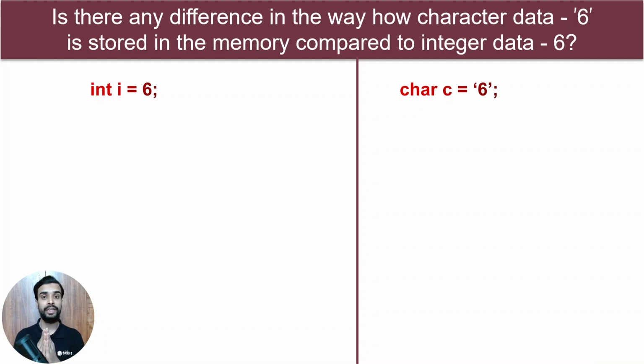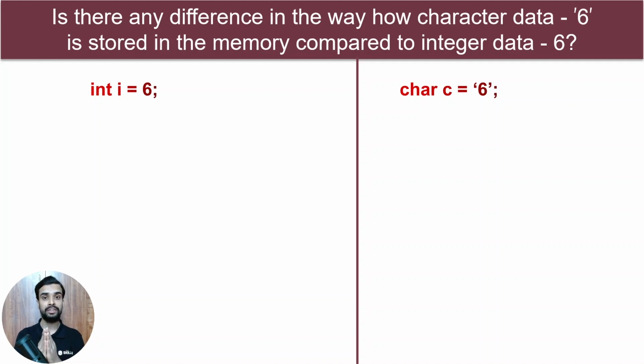And what really makes the difference here, sir? It is the choice of the data types that we have used here to handle these two pieces of information. What do you mean to say, sir? In the first statement here, the data 6 has been stored within an integer type of variable. That means definitely it is an integer literal.